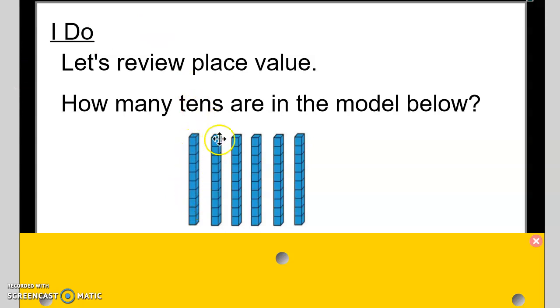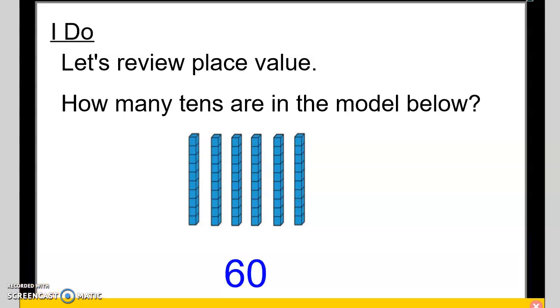10, 20, 30, 40, 50, 60. Let's check it out and see if I'm correct. Yes, so there are 60, so there are 6 tens in this model below. That gives me 60.